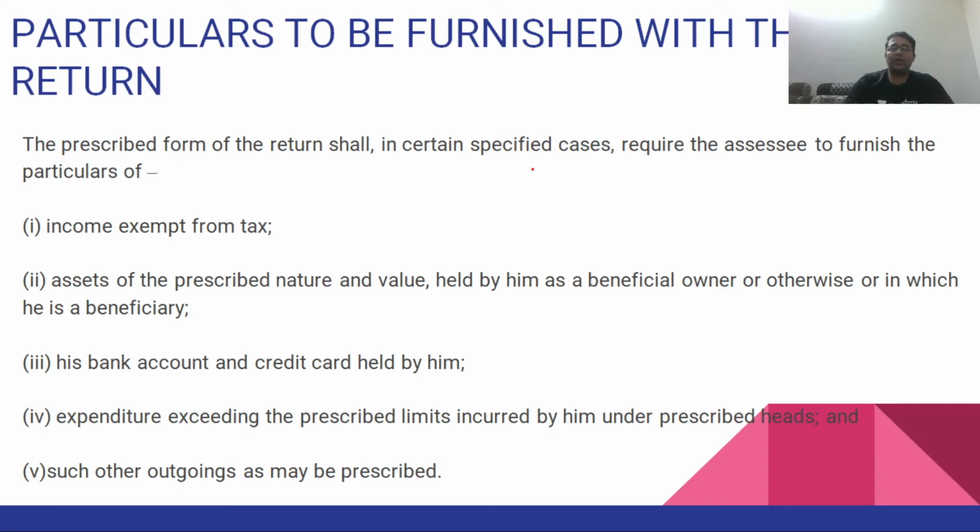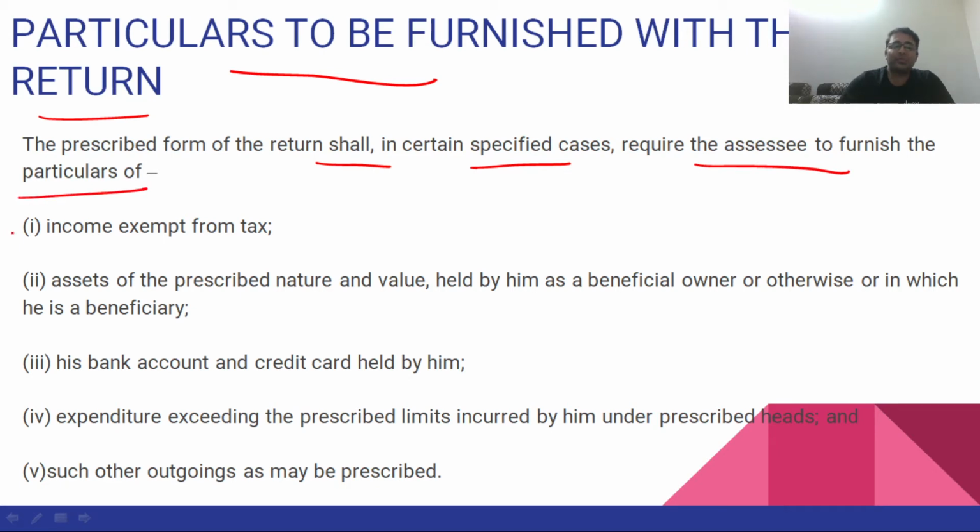Okay, now we look at the particulars to be furnished with the return. Okay, it's with your IT returns. The prescribed form of the return shall, in certain cases, require the assessee to furnish the particulars of income exempt from taxes, assets of the prescribed nature and value held by him as beneficial owner or otherwise, of which he is a beneficiary, his bank account and credit card held by him, expenditure exceeding the limits incurred by him under the prescribed heads, and such other outgoings as may be prescribed.